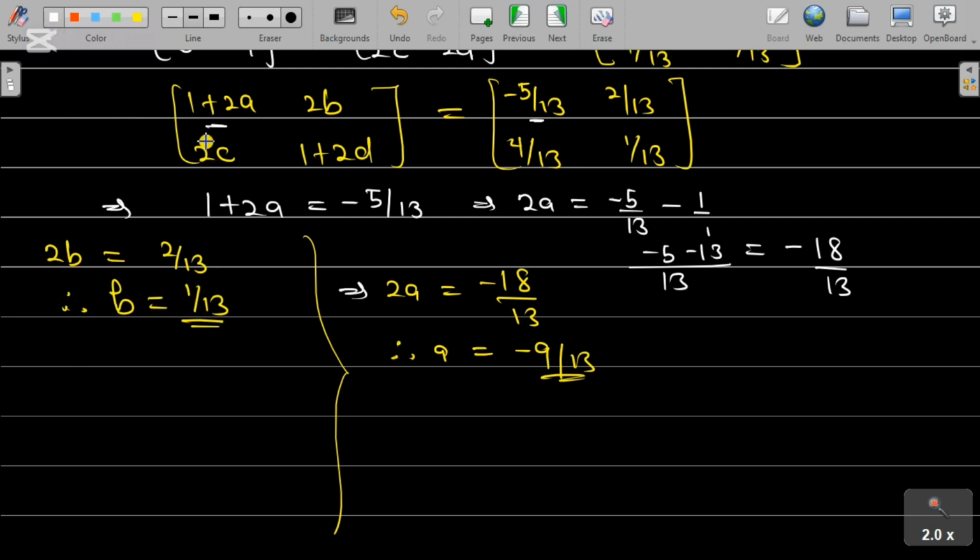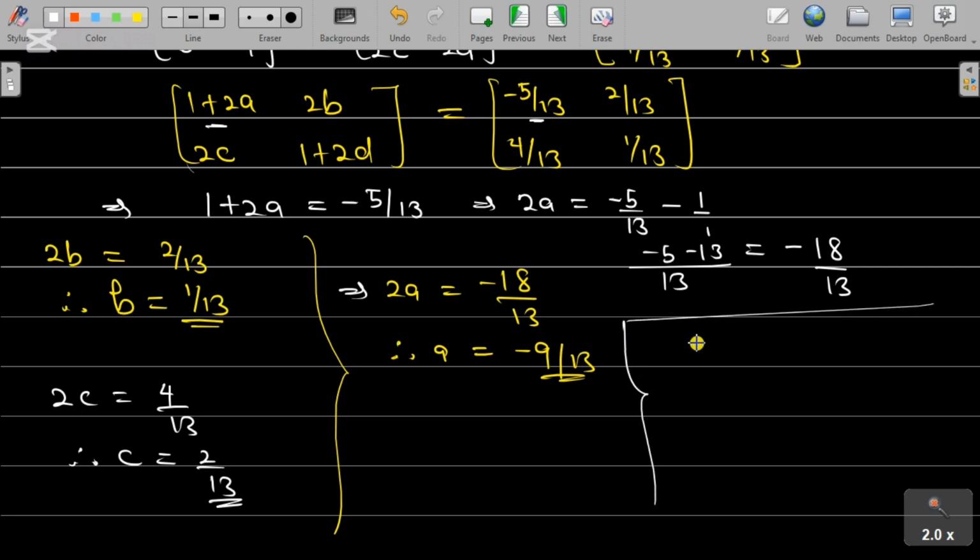And then for c, compare this side and this side. So you have 2c is equal to 4 over 13. Also divide both sides by 2. 2 will cancel 4 to give you 2 remaining here. So my c is 2 all over 13. I'm done with that. And then over here, I can try to finish my d here.